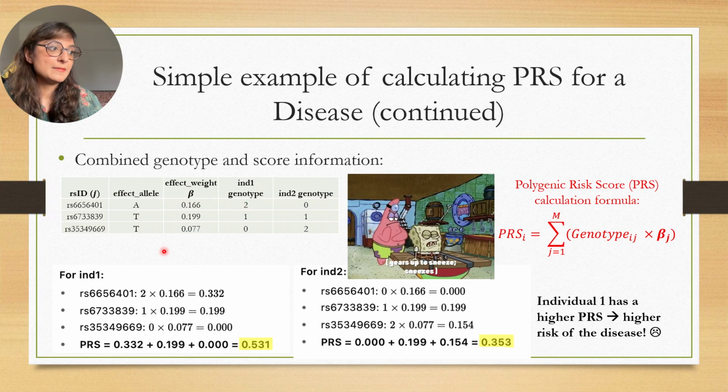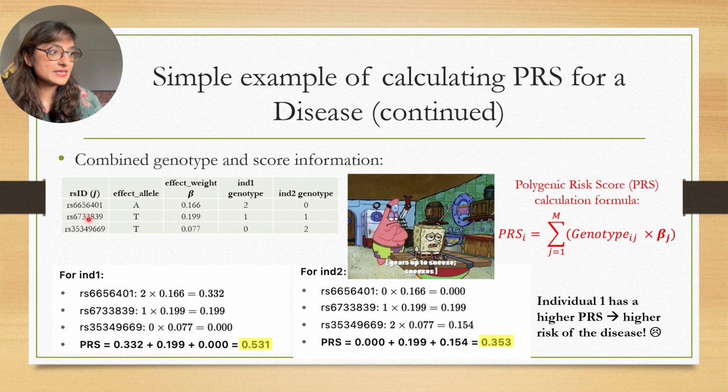So for this individual one, based on this formula, you're taking the genotype of the individual and multiplying it by the effect weight beta. So for individual 1, for this SNP, we're just taking the 2 and multiplying it by the 0.166, and we're getting 0.332. That's what we're getting here. That's how much they have based on this SNP and its importance and their genotype.